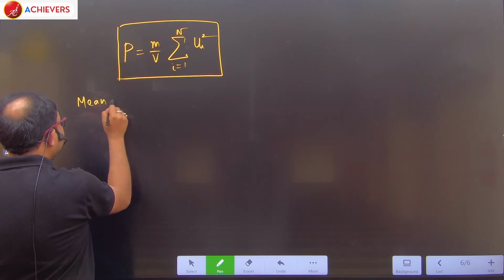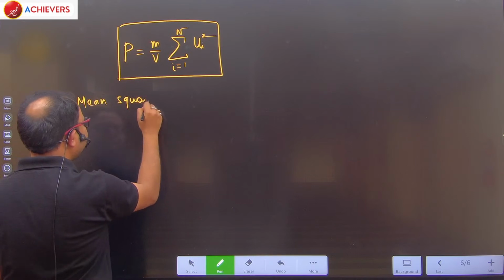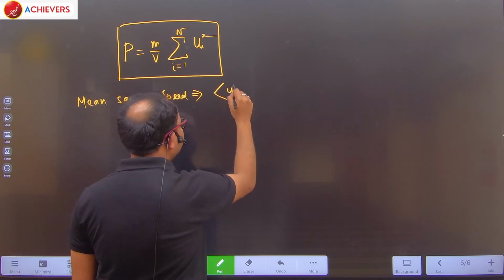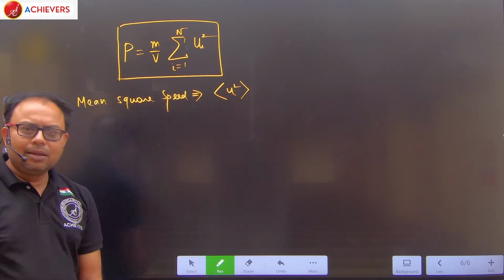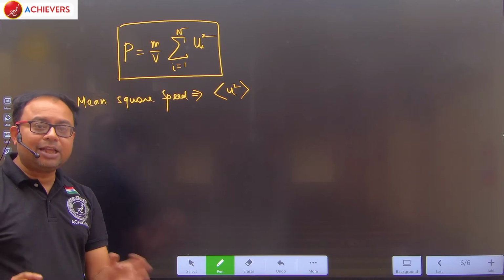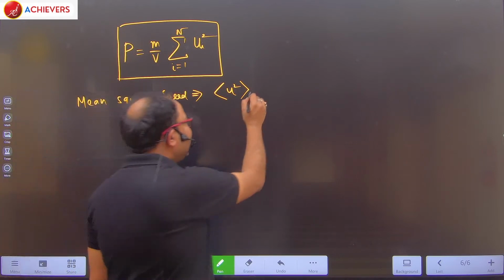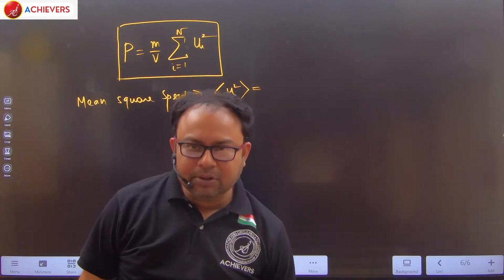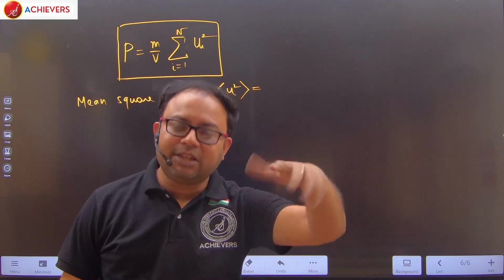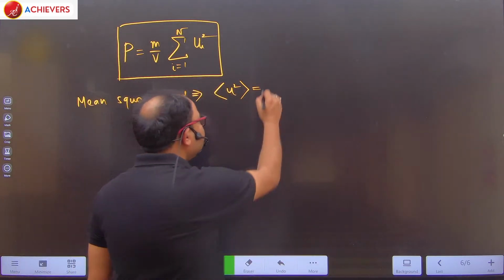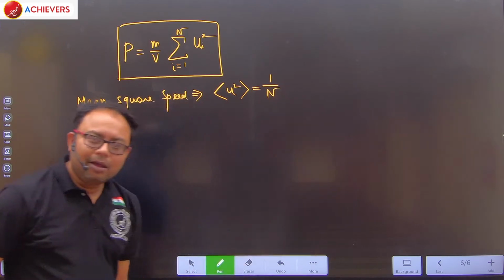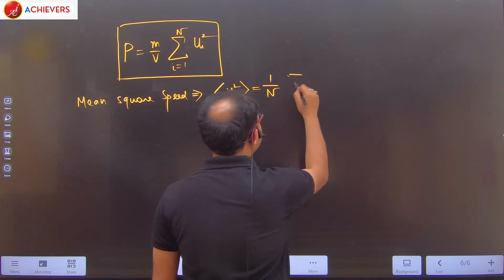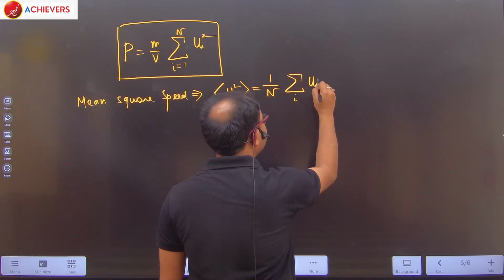Now we define the mean square speed as angular bracket u square. It is the mean of the square of speed. That means you have to add up the squares of speed and divide by the number of terms. The number of terms is capital N because you have capital N number of molecules. So you have 1 by capital N multiplied by the sum of the squares.